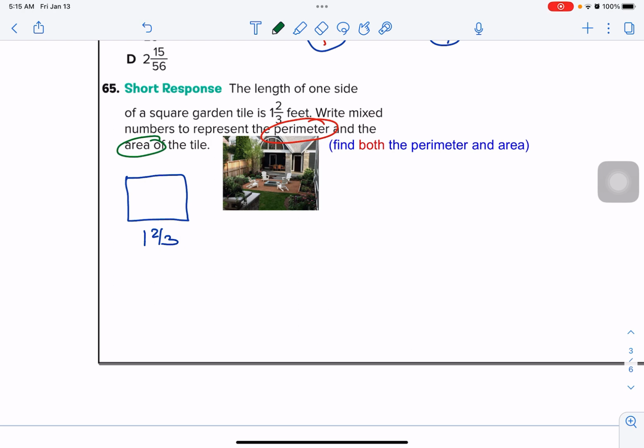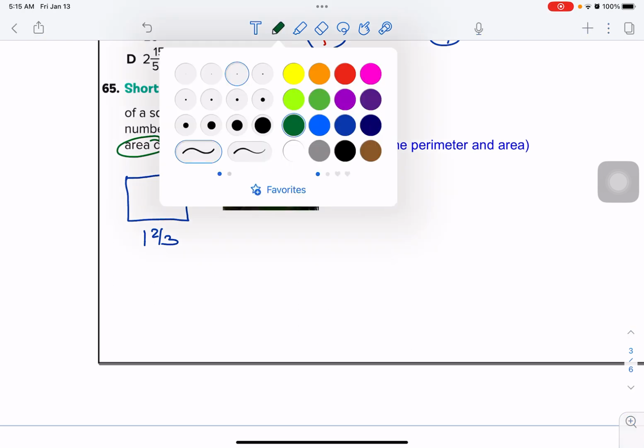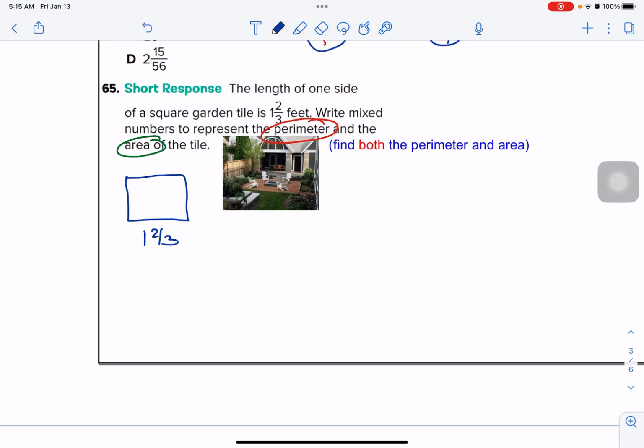Well, one thing we know about a square tile is that if you are looking at its sides, if this side here is 1 2/3, then this side here is also 1 2/3. So now I'm going to start with perimeter. Do you remember what the perimeter of a shape is and how you find it?